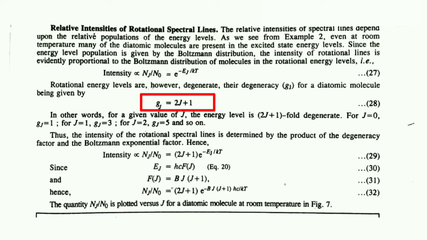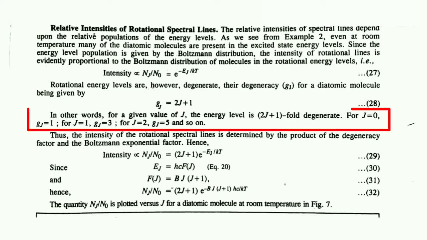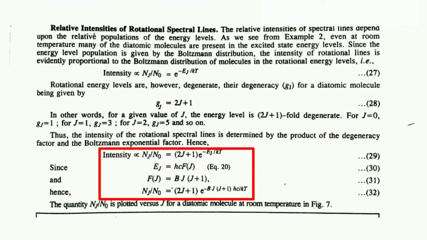gJ is equal to 2J plus 1. In other words, for a given value of J, the energy level is (2J plus 1)-fold degenerate. For J equal to 0, gJ is equal to 1, for J equal to 1, gJ is equal to 3, for J equal to 2, gJ is equal to 5, and so on. Thus, the intensity of the rotational spectral line is determined by the product of the degeneracy factor and the Boltzmann exponential factor. Hence, intensity is directly proportional to nJ by n0, equal to (2J plus 1) into e to the power minus EJ by kT.